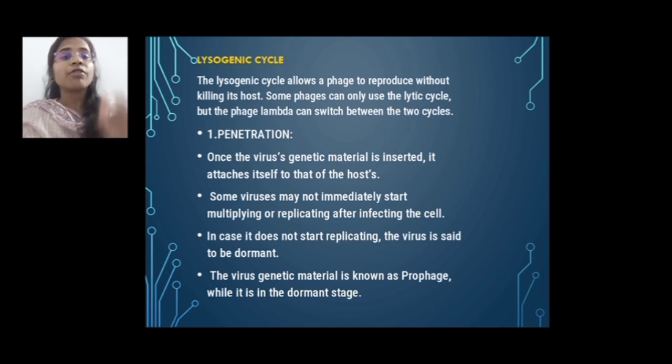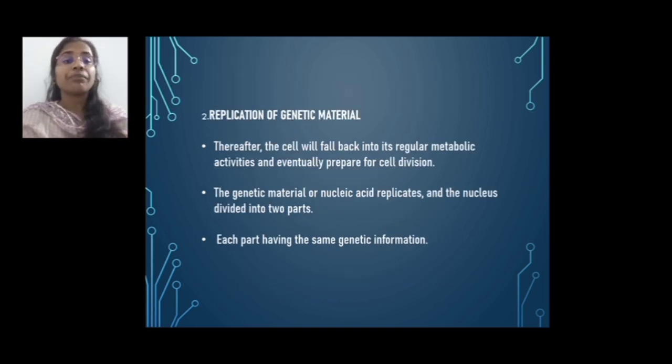The first step of the lysogenic cycle is penetration. Once the virus genetic material is inserted, it attaches itself to that of the host. Some viruses may not immediately start multiplying or replicating after infecting the cell. In case it does not start replicating, the virus is said to be dormant. The virus genetic material is known as the prophage while it is in the dormant stage.